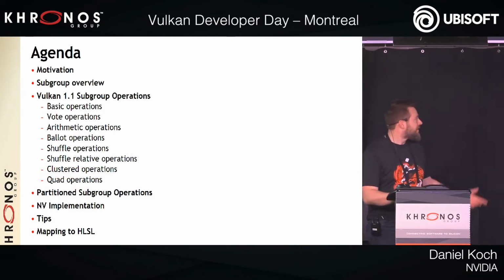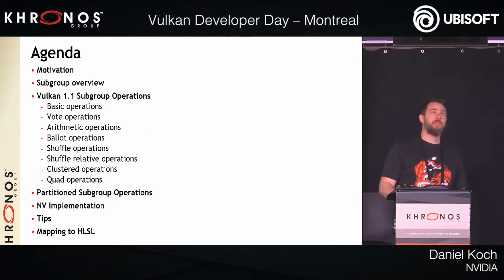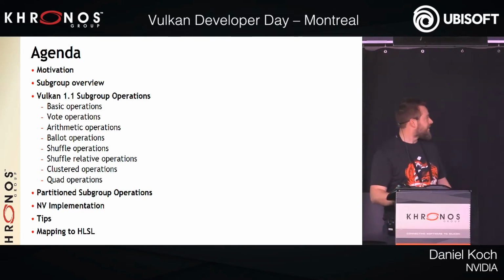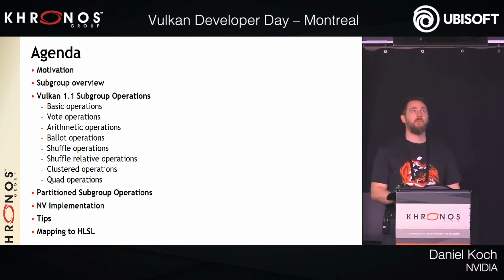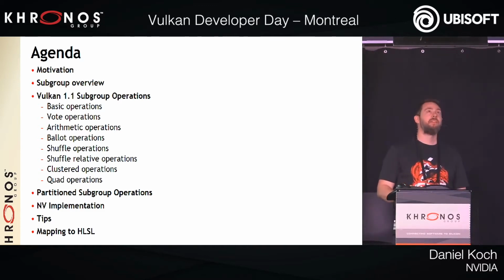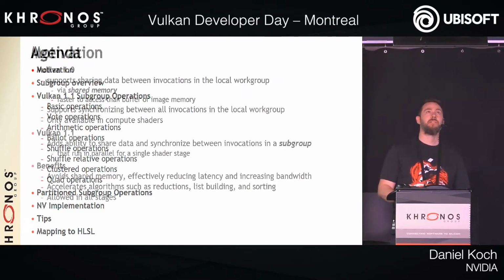I'm going to give you a bit of motivation for what subgroups are, or why you want to use them, give you an overview of how they work in Vulkan, and then go into a deep dive on the various types of operations and how they work. Then I'll go into an extended version, partitioned subgroups, that are available on Nvidia, talk some more details about the Nvidia implementation, and give you some tips. And if you're used to HLSL, I'll explain how these map to the Vulkan ones.